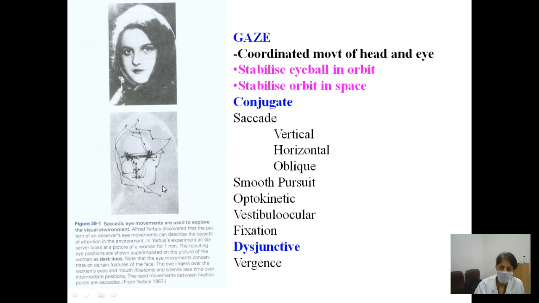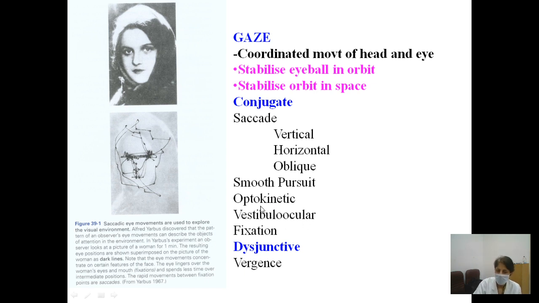Fixation is an active process which keeps the eye fixed. The eyeball does not move during that, so the tonic neurons are active. Then you have the vestibulo-ocular movements. Now, what are vestibulo-ocular movements? Just one minute. The saccades, the smooth pursuit movements and fixation are movements of the eyeball in the orbit. There is no movement of the head. In optokinetic and vestibulo-ocular movements, the head also moves. So the head moves and the eyes move.